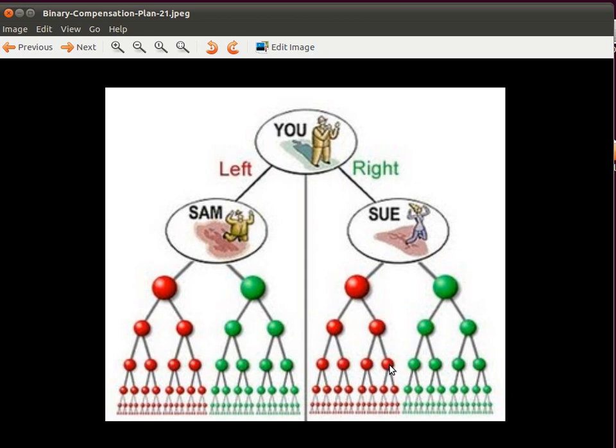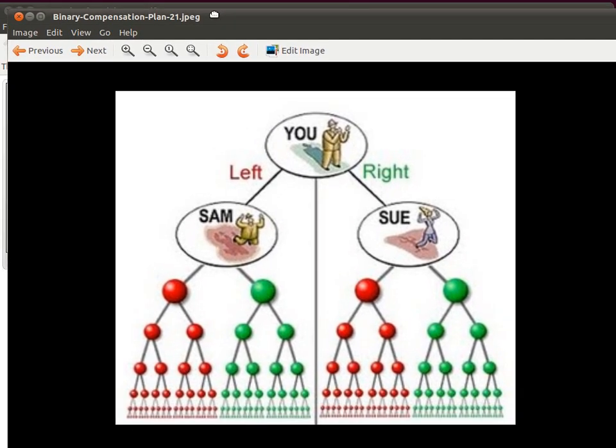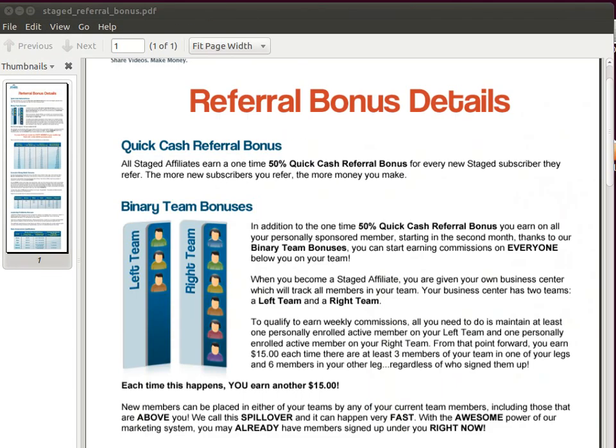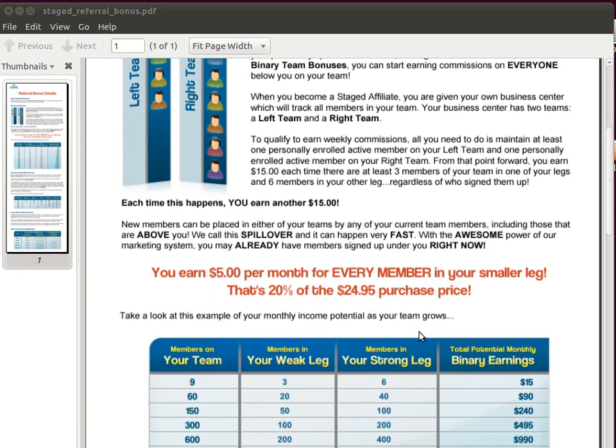Now, this doesn't have to be new people. When all of these people that have been sponsored into your left and right leg get rebilled for their next month, an accumulation of rebillings also earns you your $15. So it's an accumulation of new members coming in and existing members getting rebilled that goes towards the accumulation of needing 3 in one leg and 6 in the other to earn your $15. So month 1, you get the quick cash referral bonus. Month 2 onward, it's all going into the binary. Every accumulation of 3 in one side, 6 in the other earns you $15.